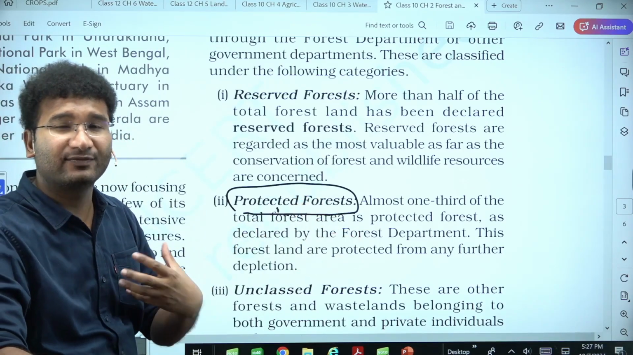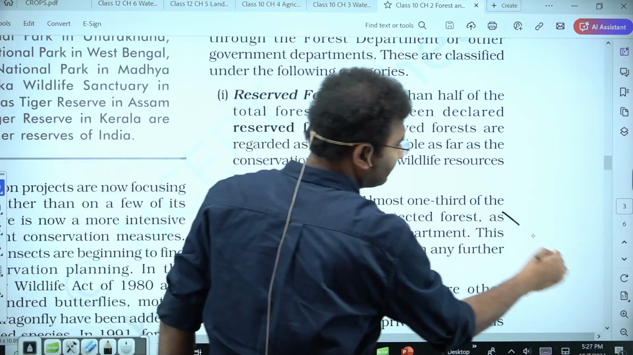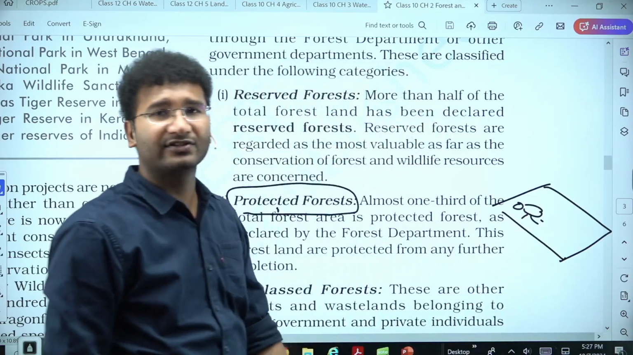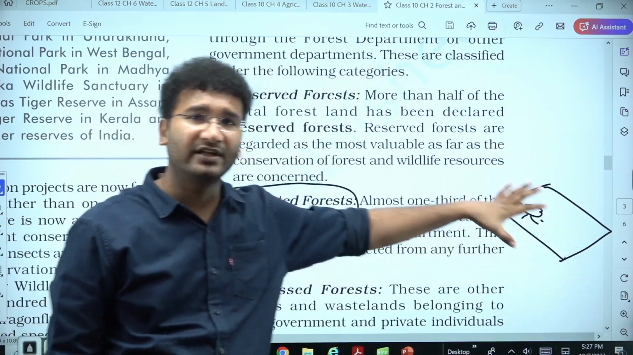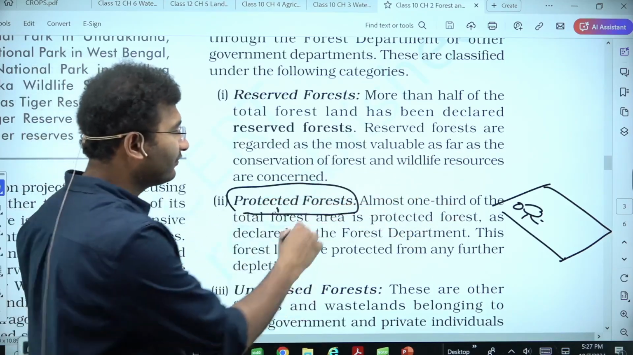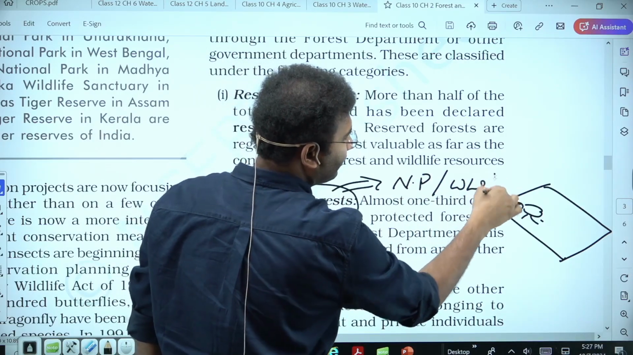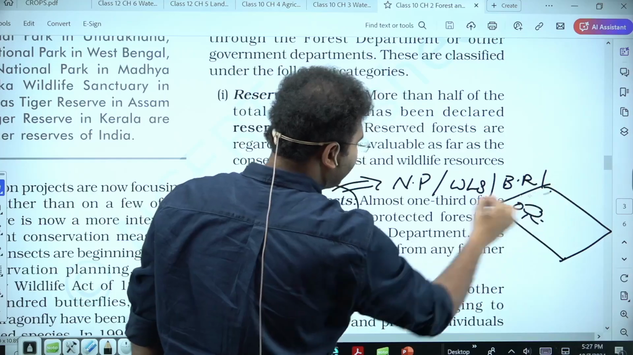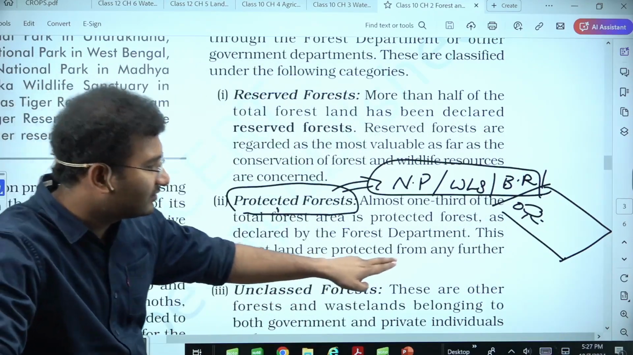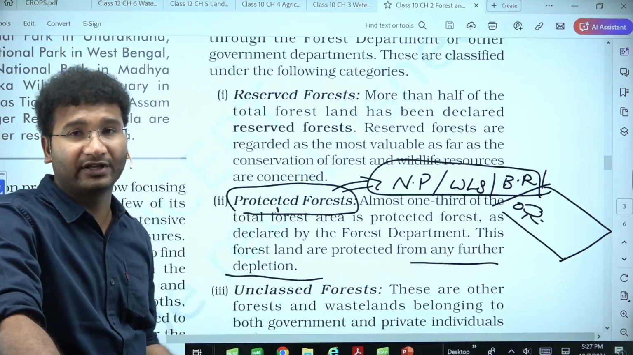Protected forest means this forest needs protection. Why does it need protection? You take a particular area, in this there could be animals. To protect animals, first of all we need to take care of the forest. Only then can we protect the animals, that is habitat protection. So in a protected forest you can have a national park, a wildlife sanctuary, or a biosphere reserve. Anything it can be, right? These forest lands are protected from any further depletion, right? They wanted to protect them.